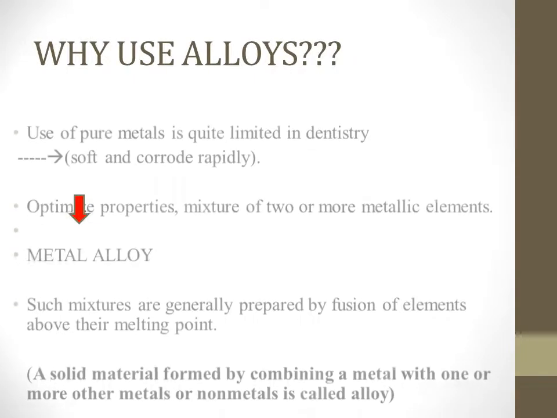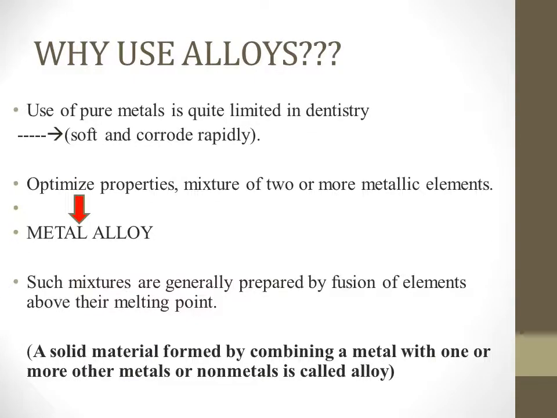So why use alloys? Why don't we use pure metals? As you know, pure metals are very soft and they have the tendency to corrode. So what is corrosion? Basically, this is the reaction of the metal with the environment, which is commonly also known as rusting. If we use pure metals in the oral cavity, as you know, it is a very dynamic and complex environment with changing pH and changing temperature, and saliva has its own physiology. So that can lead to corrosion and degradation. So that is why we cannot use pure metals.